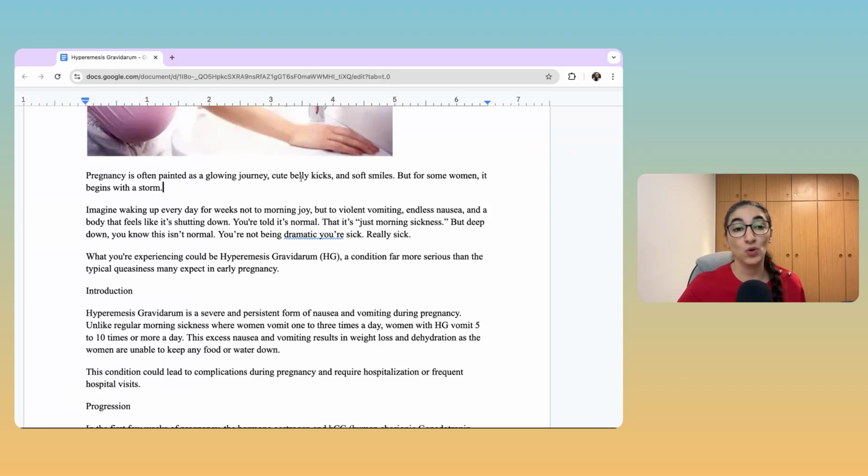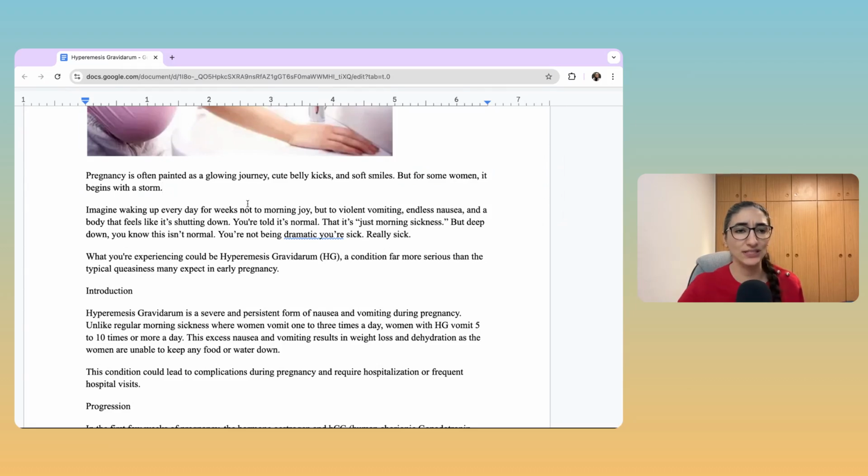And then you've got more contrast between the first and the second sentence. So you've got the positive aspects, the glowing journey, cute belly kicks, and soft smiles, and then the negative aspect. The contrast is what makes me want to continue reading if I was the reader.